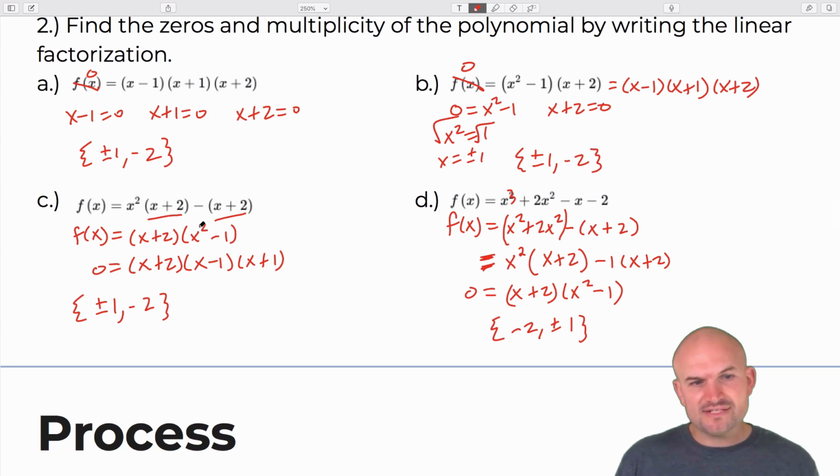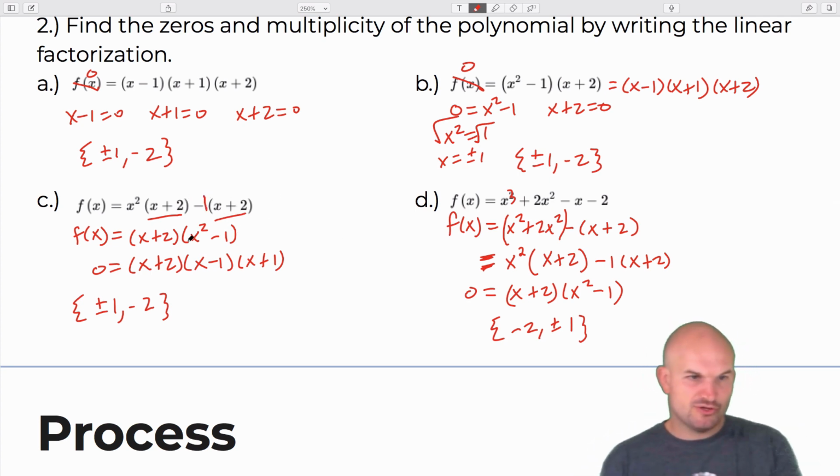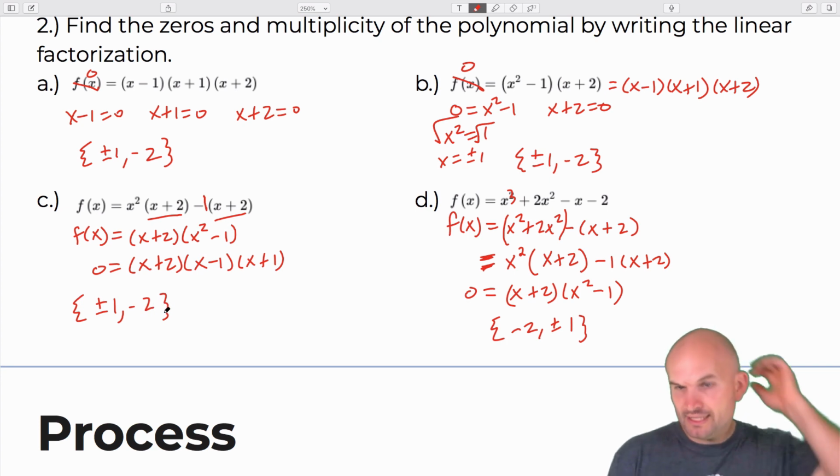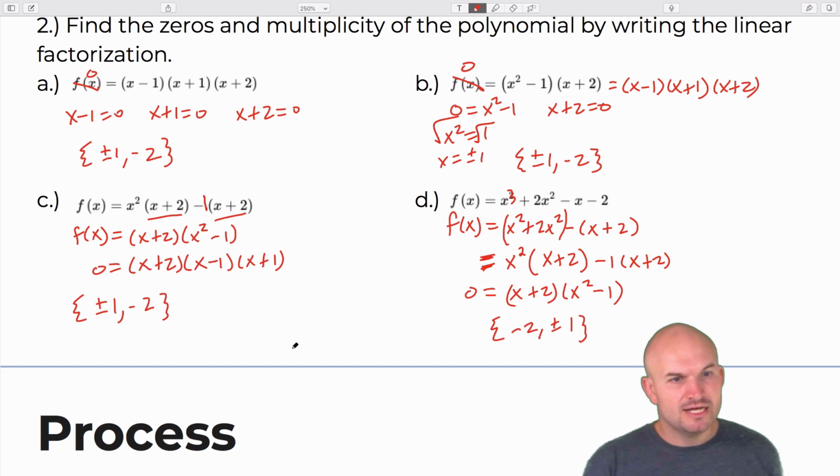You can see that this expression and this expression both share x plus 2. So if I factor out the x plus 2, I'm left with an x squared and then minus 1 right there. They share an x plus 2, you factor that out, and by factoring out the x plus 2, I've rewritten this as a product of 2 factors, right? Which now lets me write the linear factorization, and therefore I can quickly and easily find the zeros.